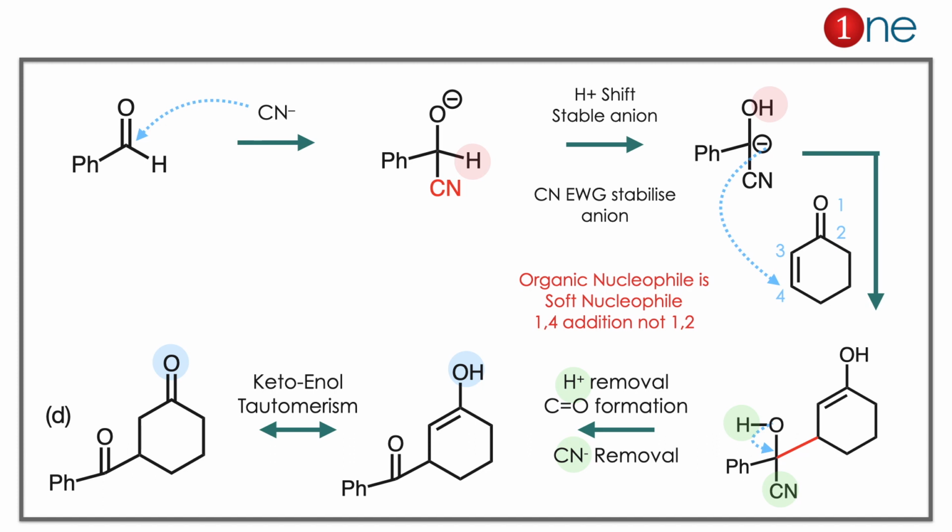Here you have to learn two important things. One is about the H plus shift. What really happened is that, due to stability, the anion switched over the ring. Normally the cation travels around, here the anion has traveled, that's why it's important. It moved for its stability. Second thing is about the nucleophile. Here the nucleophile is organic, hence it's soft, so a 1,4 addition occurs, not a 1,2 addition.